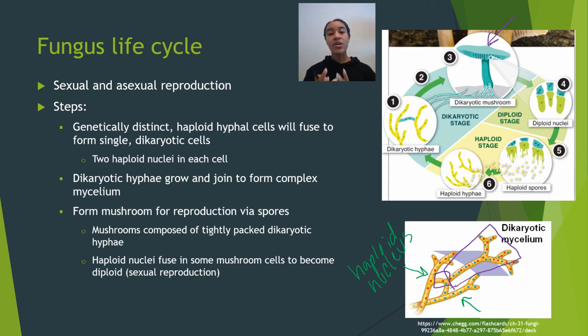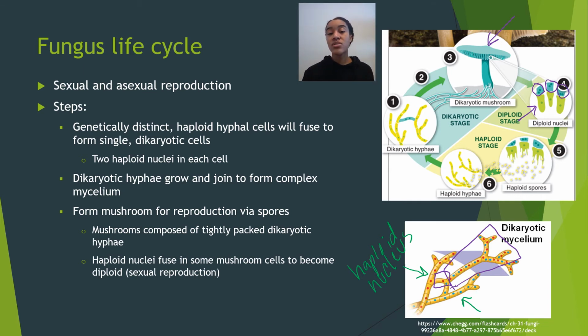And within that fruiting body structure, which is completely composed of mycelium, some of those mycelium will undergo a fusion within their haploid nuclei. So their haploid nuclei will then fuse to form a diploid nucleus. And so that's what they're trying to show you here, that these green cells have undergone nuclear fusion to form a diploid cell, whereas these blue cells here are still dikaryotic and have two separate haploid nuclei.